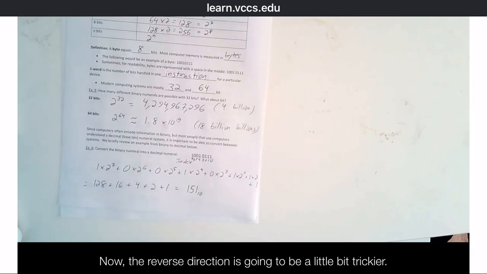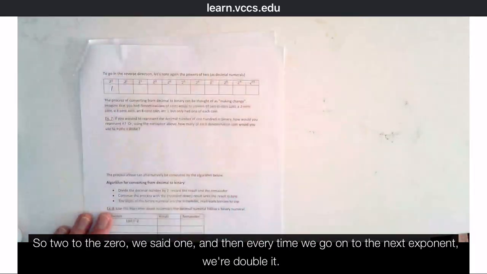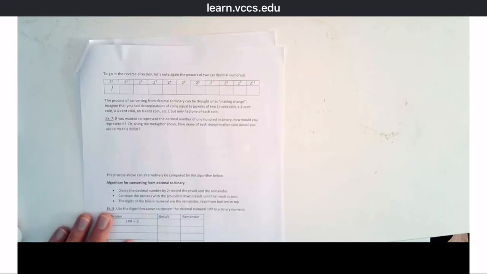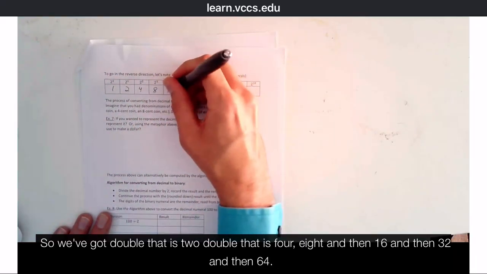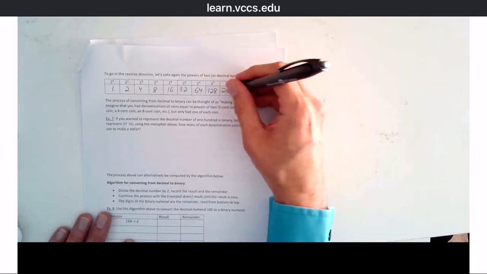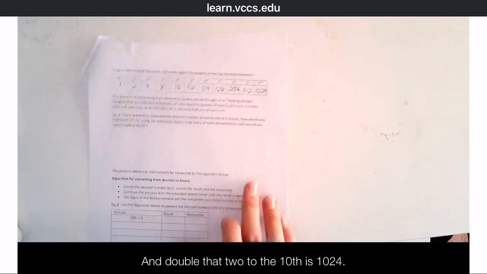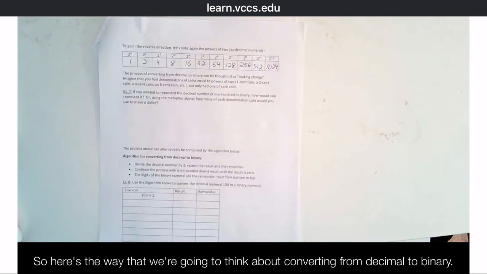The reverse direction is going to be a little bit trickier. So let's once more remind ourselves about the powers of 2 as we are going on here. So 2 to the 0 we said was 1, and then every time we go on to the next exponent, we're doubling. So we got double that is 2, double that is 4, 8, and then 16, and then 32, and then 64. Here's where it starts to get a little tricky. 2 to the 7th, double 64 is 128, double that is 256, double that is 512, and double that to the 10th is 1024. So here's the way that we're going to think about converting from decimal to binary.